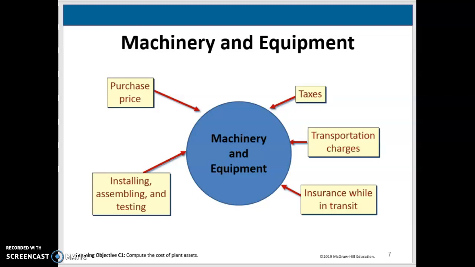But for machinery and equipment, we can also have taxes that we might have to pay for it. We also might have to install it. We might have to put it together. We have to test it out. Those are all things getting it ready for its initial use. So we're going to look at those. We might have transportation charges. We might have to pay for insurance while it's being delivered to us. So we want to make sure it's protected in transit. So that's what that insurance in transit is going to be.